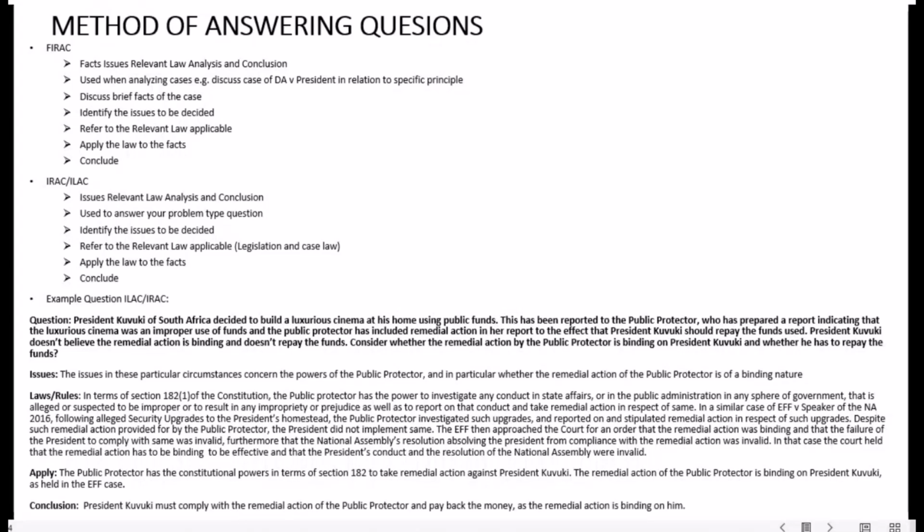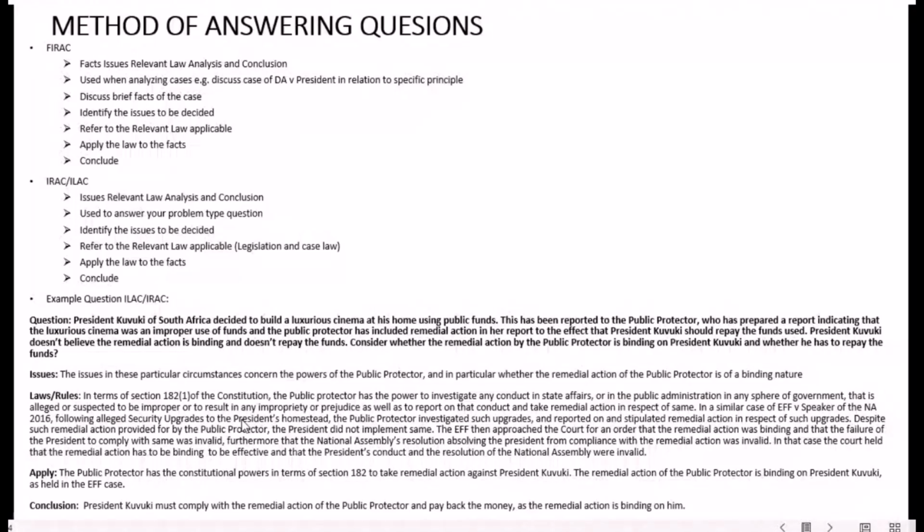You will see here that I've said issues, laws, apply, conclusion. You wouldn't write this when you are putting your answer. The lecturer will just see that this is the flow of how you're going. So you don't need to necessarily write issues, laws, apply, conclusion. Your answer would just flow from these issues are in terms of the constitution, blah, blah, blah, and therefore blah, blah, blah. So you don't need to divide it in this way. You just flow, if that makes sense. I hope I'm making sense with that.